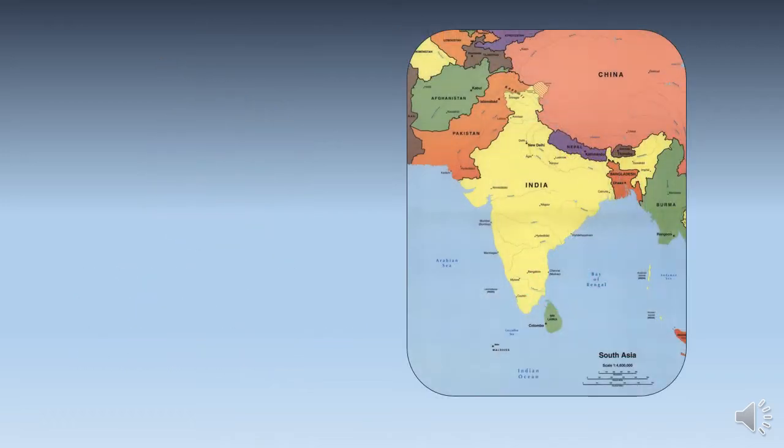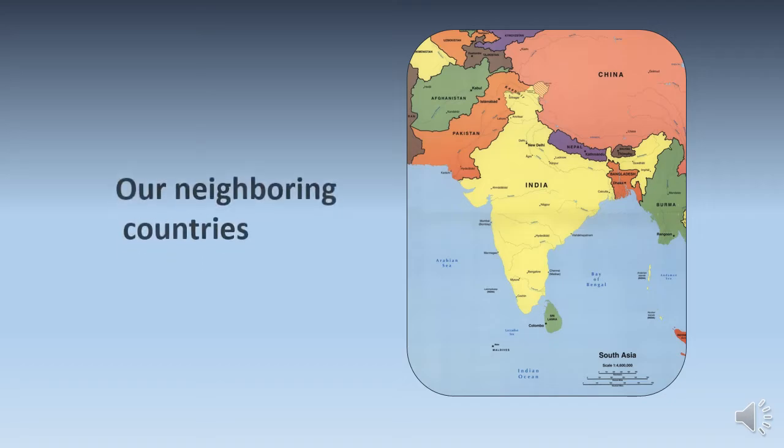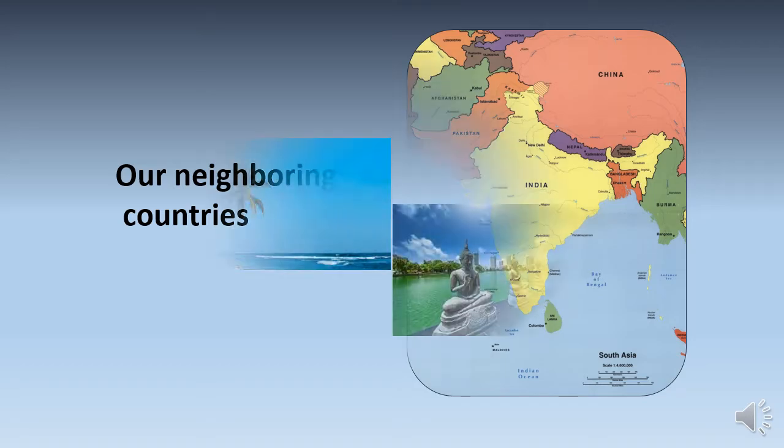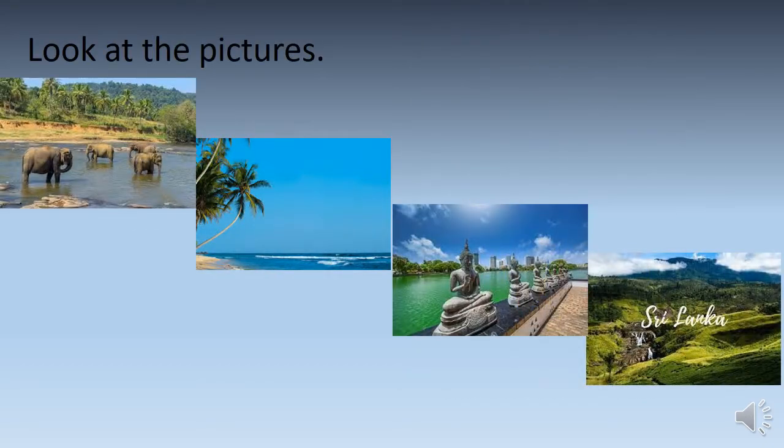Right girls, let's begin. There is a map on the screen. Look at it carefully. It is a map of South Asia, and the countries shown in the map are our neighboring countries. As you all know, since our last class, we are working on our neighboring countries. Okay, now there are a couple of pictures in front of you.